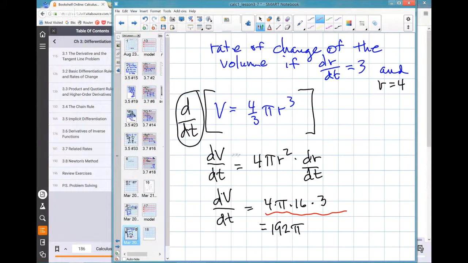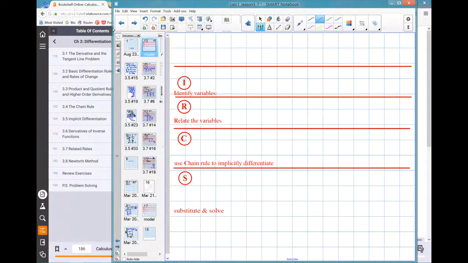Okay, so that's that general template. It may seem kind of corny, but this is a template that I've used in the past with calculus students. And, I'm not very clever at coming up with acronyms, but I've got identify variables, relate the variables. That's the equation that brings the variables together. And then C, use the chain rule to implicitly differentiate. And then lastly, substitute and solve, IRCS.